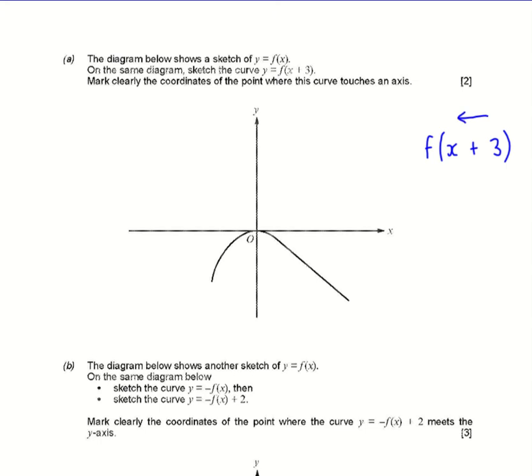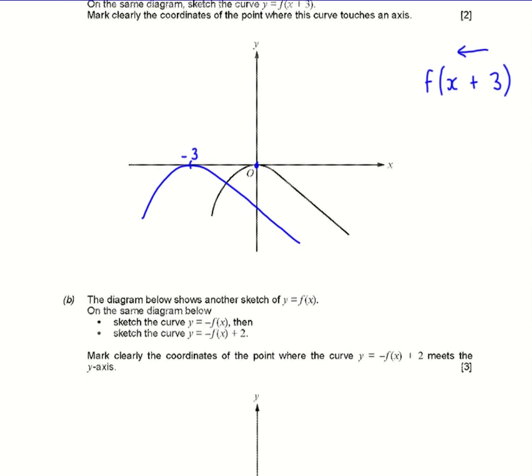The only thing I know about this graph is that the minute it goes through 0. So when I go to the left by 3, draw my new graph. Well, that's quite good for me. It's now touching the axis at -3. So just put a little dash on there and say -3 to say that we've gone left 3. I'm quite proud of that one.